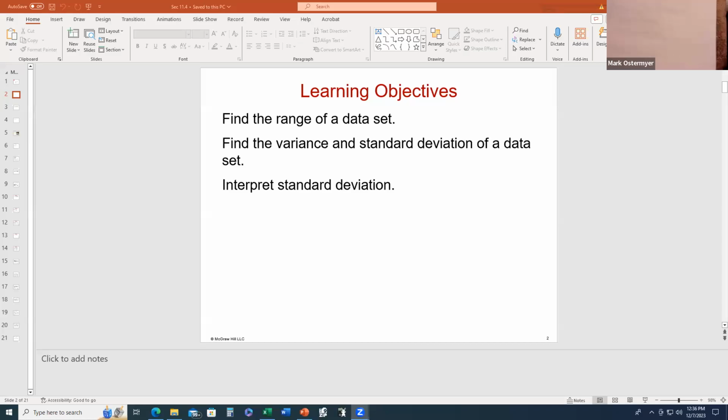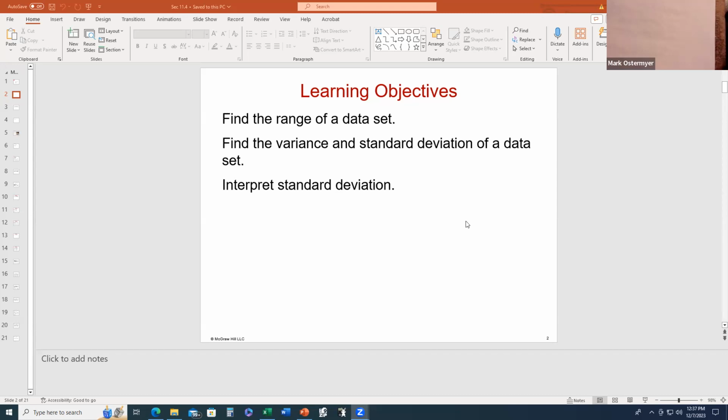All right, by the time we finish up with 11.4, we will be able to find the range of a data set, which is a rough guesstimation as to the variability within a data set, but it has a major weakness. A more accurate measure of the variability within a data set is the variance and the standard deviation. In all honesty, when you work with software packages, crunching a lot of data, those are the statistics that are usually reported, the variance and standard deviation. The range is usually not reported. And hopefully we can interpret what the standard deviation is telling us about a data set. Okay?